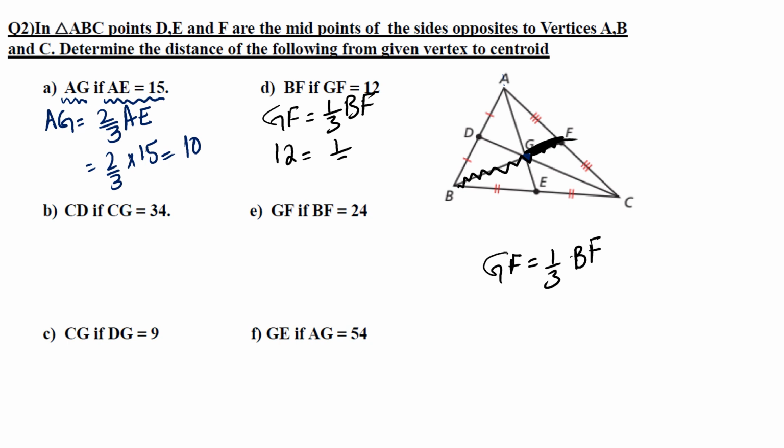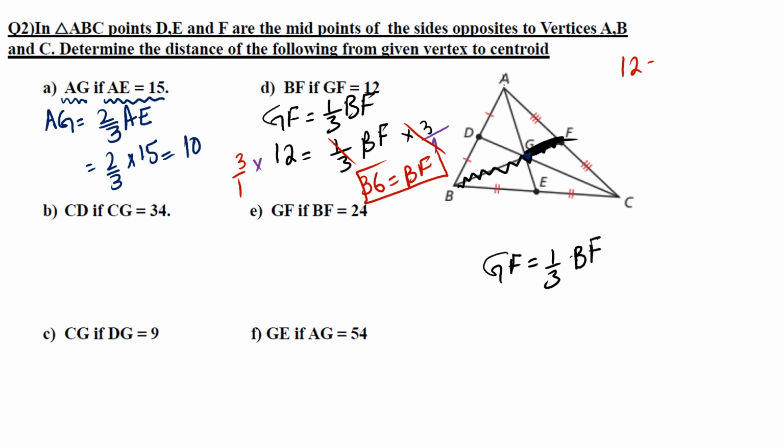equals 1 by 3 BF. Now look, to solve this question, there are two ways. Number one is 1 over 3. So you multiply both sides by 3 over 1. This is one way. Write 3 over 1 here, and here also write 3 over 1. So this cancels. So 3 times 12 gives you 36. 36 is BF. What is the other way?